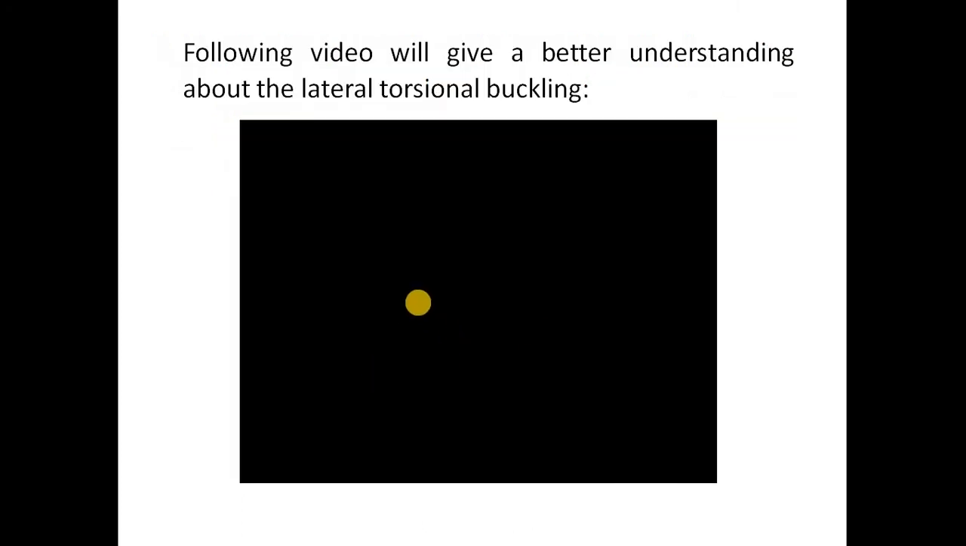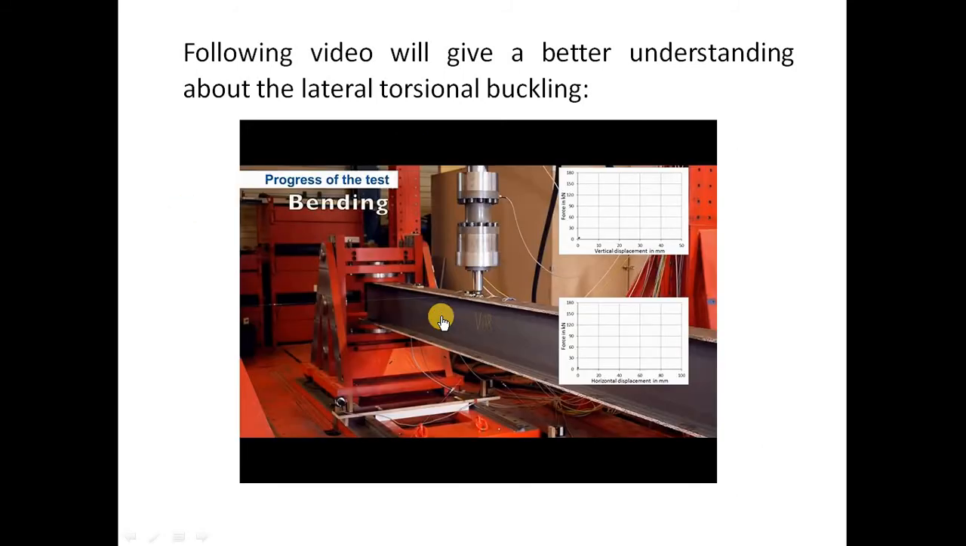Now the following video will give you a better understanding of lateral torsional buckling. Let me just play that. Okay, you can see here this is a long beam which is being loaded at the center. This graph is giving you the vertical deflection in mm, and this graph is giving you the horizontal deflection. You can see here in the initial stages the vertical deflection keeps on increasing, and what will happen to the horizontal deflection you can see here.